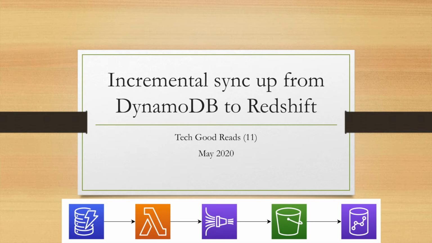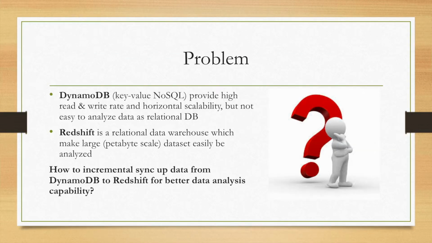Today, I will talk about incremental sync up from DynamoDB to Redshift. First, let's see the problem. When we use AWS, sometimes we use DynamoDB. DynamoDB is a key-value NoSQL database, and it provides high read and write rate and horizontal scalability. But DynamoDB is not as easy to analyze data as a relational database.